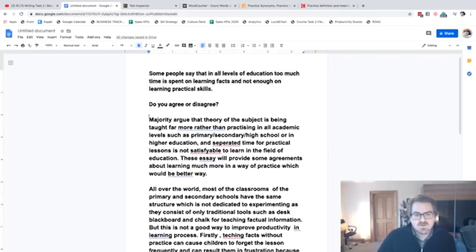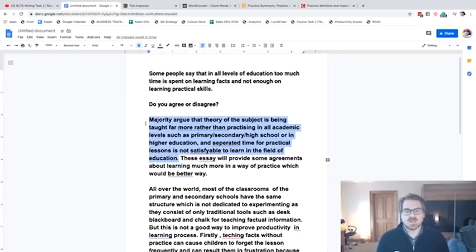So let's have a look at this first sentence. "Majority argue that theory of the subject is being taught far more rather than practicing in all academic levels such as primary, secondary, high school, or in higher education, and separated time for practical lessons is not satisfiable to learn in the field of education." So let's just take this first one. What this person has been taught, we see this over and over and over again.